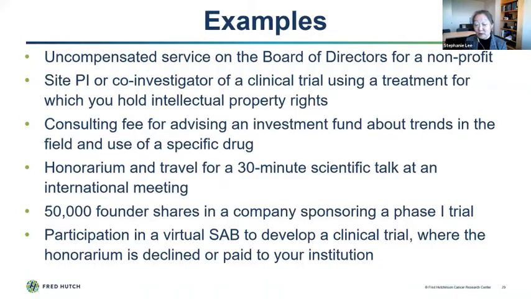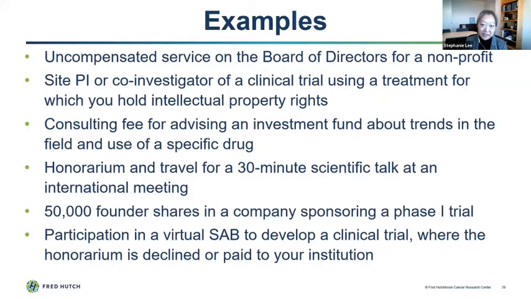What if you have 50,000 founder shares in a company that's sponsoring a phase 1 trial? Well, first of all, that would be great because that means that you're translating your work into a phase 1 trial. But as a founder or as a co-founder, there are other specific restrictions, and you would not be allowed to do anything for that phase 1 trial. Founders and co-founders could be particularly benefited by a positive phase 1 trial, and so that would likely be viewed as a conflict that could not be mitigated.